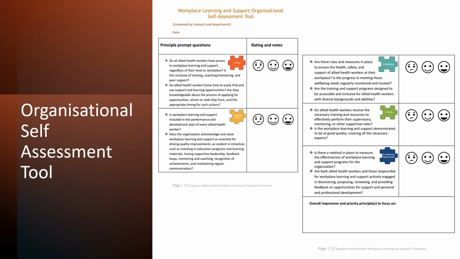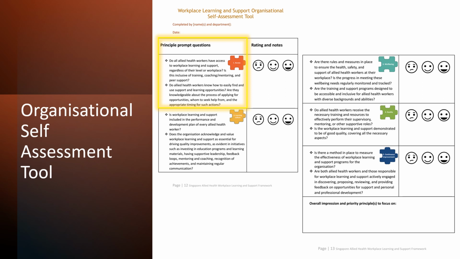The Organizational Self-Assessment Tool essentially is a document that outlines some of the key criteria within each of the principles. So at the start, you've got who this is completed by and the date which it is completed. We then have some prompt questions for each one of the principles. So for access in the first principle, do allied health workers have access to workplace learning and support regardless of their level or workplace? And is this inclusive of training, coaching, mentoring, and peer support?